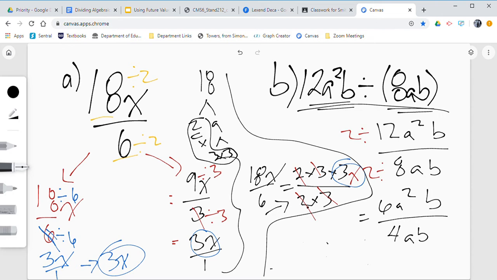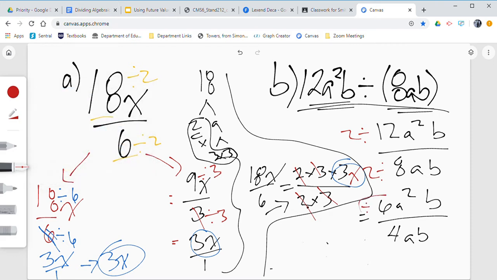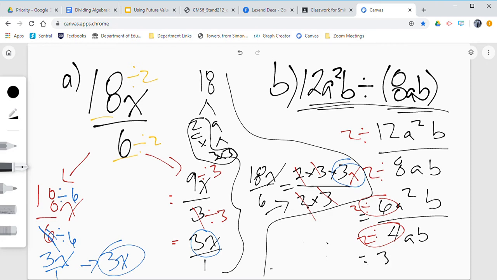So still 2 even numbers. So I can again divide 6 by 2. So I'm going to take 6 and divide it by 2. I'm going to take 4 and divide it by 2 as well. So what's 6 divided by 2 equal to? 3. And what's 4 divided by 2 equal to? 2.